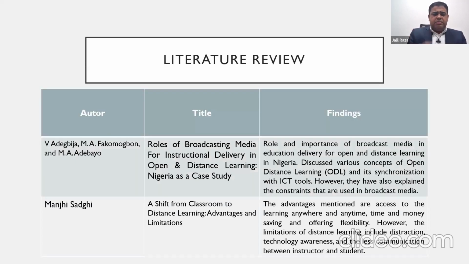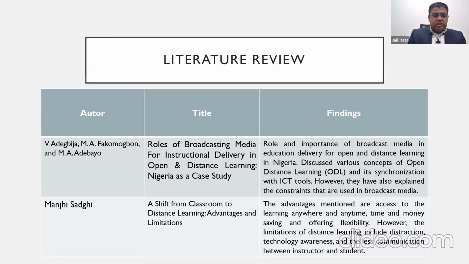And I've mentioned here some of the literature from my research work, and the titles are mentioned here, like "Role of Broadcast Media for Instructional Delivery in Open and Distance Learning." It's a wonderful case study on Nigeria. They basically adopted the new Open and Distance Learning (ODL) concepts, synchronous with ICT tools, and mainly focused on broadcast media like radio to reach as many learners as they can.